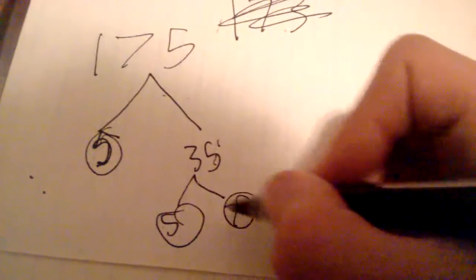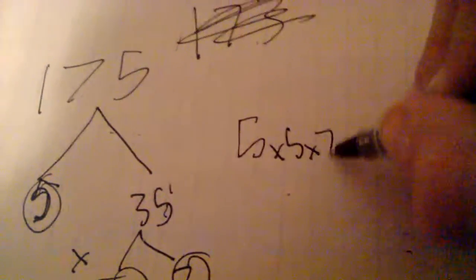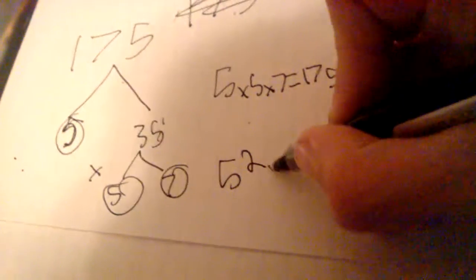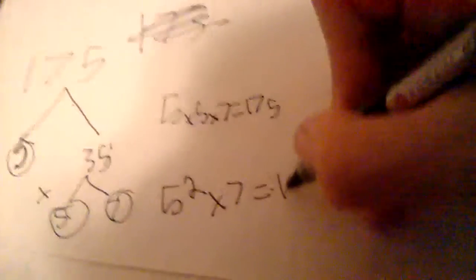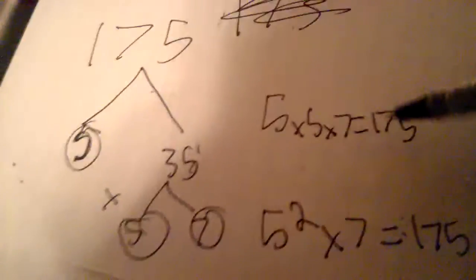5 and 7 are also prime. So since it would be 5 times 5, instead of doing 5 times 5 times 7 equals 175, which would be the way you write it out, it would actually be 5 squared times 7 equals 175. Prime factorization is very basic, but it's an important skill to know.